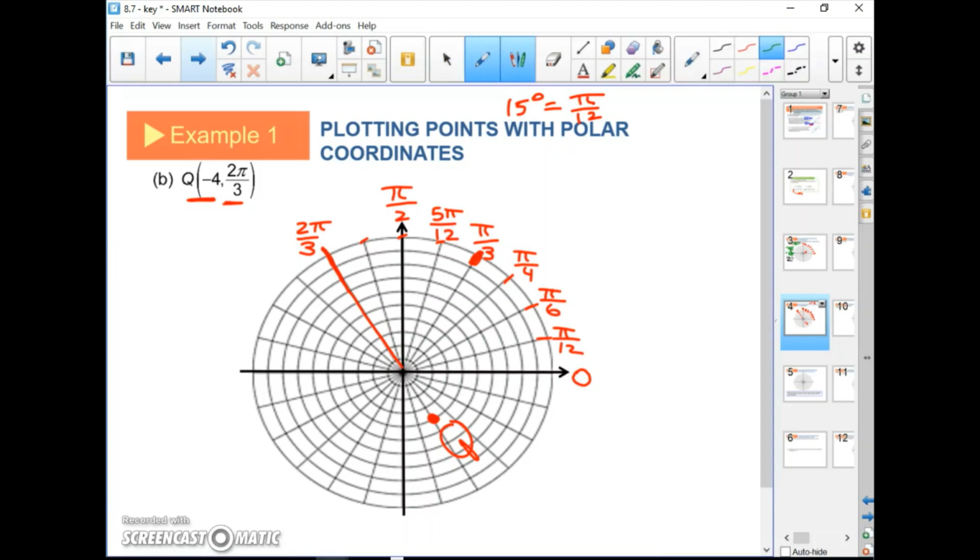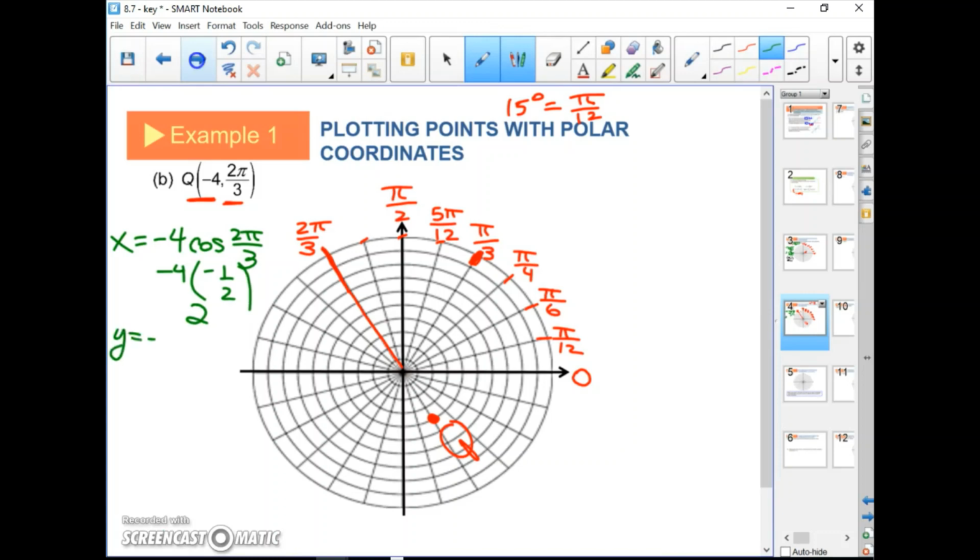Now I'm going to skip the conversion. Well, let's do the conversion. The x would be negative 4 cosine 2 pi over 3. And so in order to do cosine 2 pi over 3, look at its reference. It's a cosine pi over 3, but it's in the second quadrant. Cosine pi over 3 is 1/2. In the second quadrant, that makes it negative. So we've got negative 4 times negative 1/2 is positive 2.